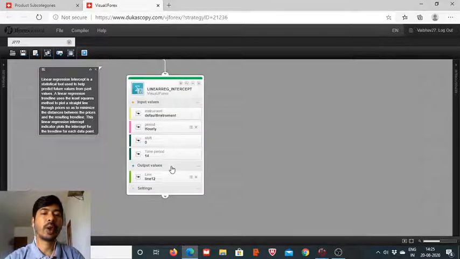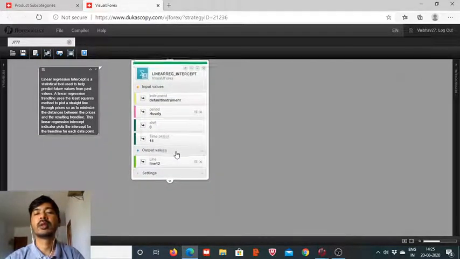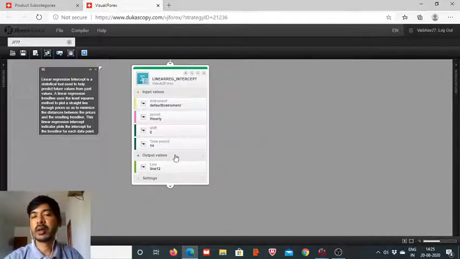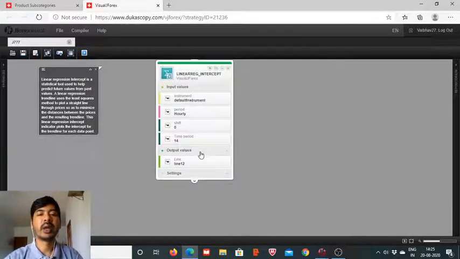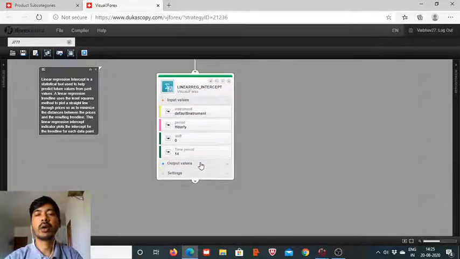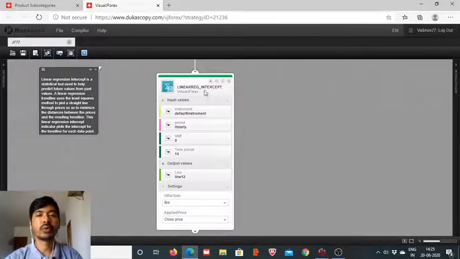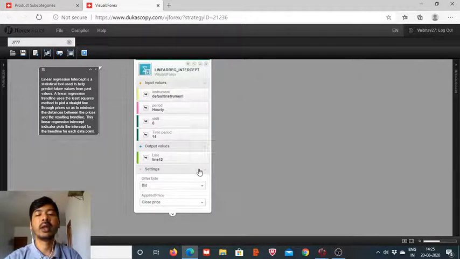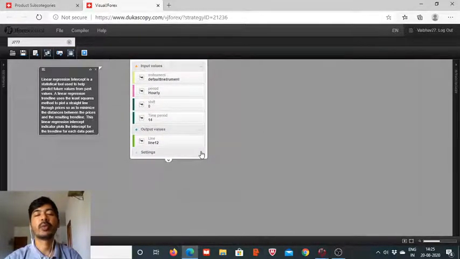Moving on to the output value, we get this final result of the linear regression intercept, and this is of course based on the parameters we have put in to design this block of the linear regression intercept. We also have to choose the upper side, whether we want the calculation to happen on the upper side of bid or of ask. Depending on that, you get a slight difference in the output value.